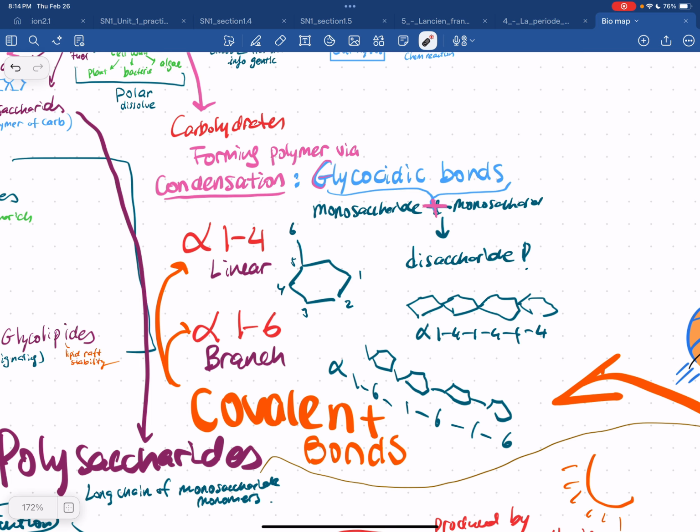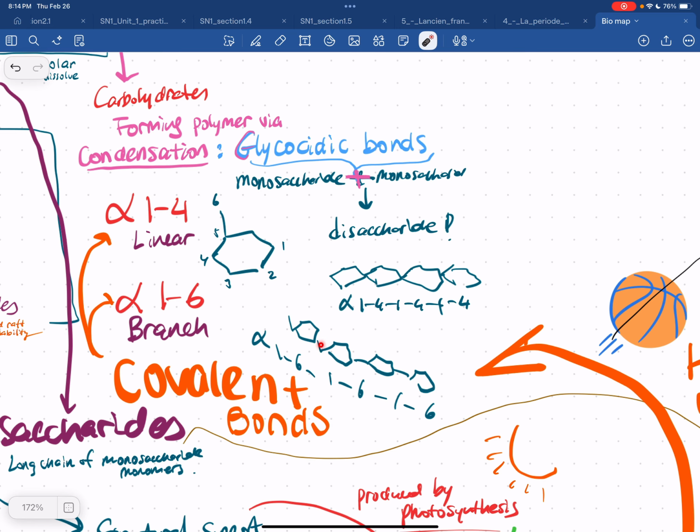Glucose. Alpha 1,4 is linear because of the 1 and 4. 1 meaning carbon 1, 2, 3, 4, 5, 6, right? 1 and 4 will make a linear chain. 1 and 6, well, 6 is here, so if they chain together, they're going to make a branched one.